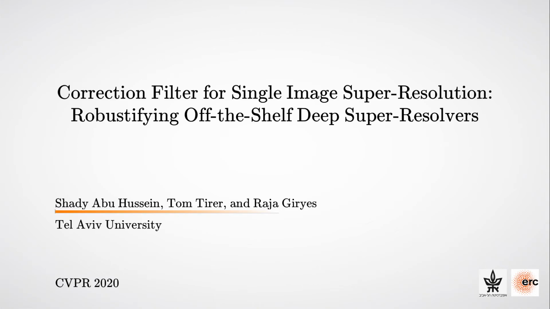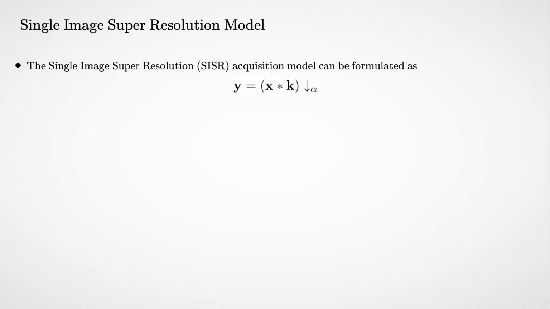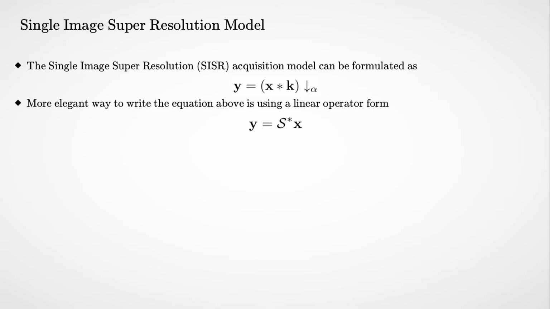I am presenting our work on improving the performance of off-the-shelf deep super resolvers. The single image super resolution acquisition model can be formulated as convolving an image X with a blur kernel K, followed by subsampling with some scale factor alpha to get the observed image Y. Such a model can be written more elegantly in operator form, where S star encapsulates the entire downsampling operation.